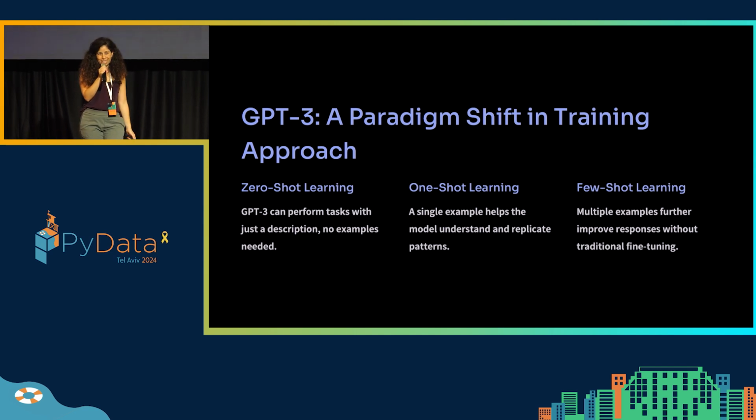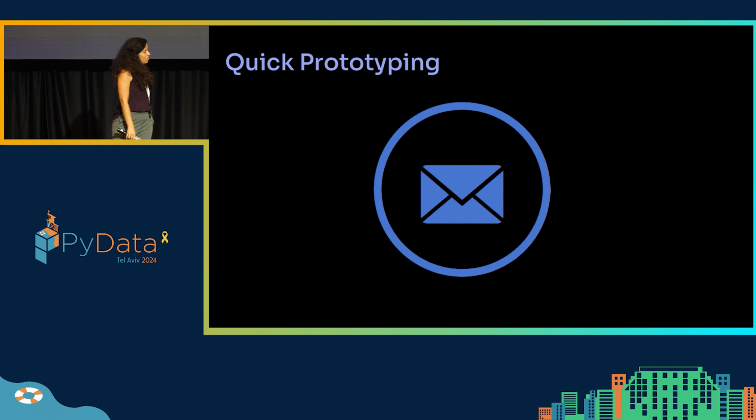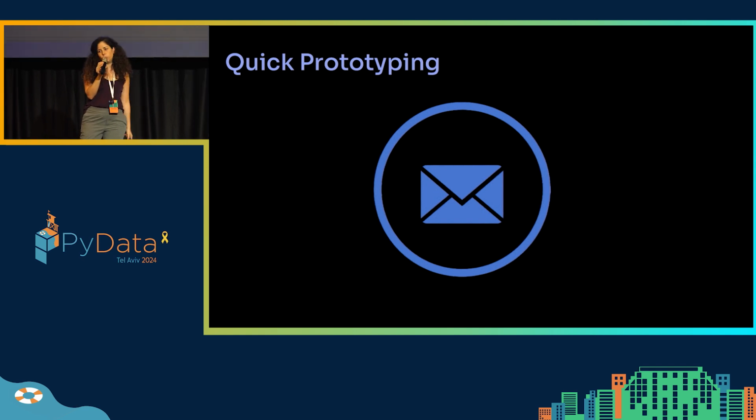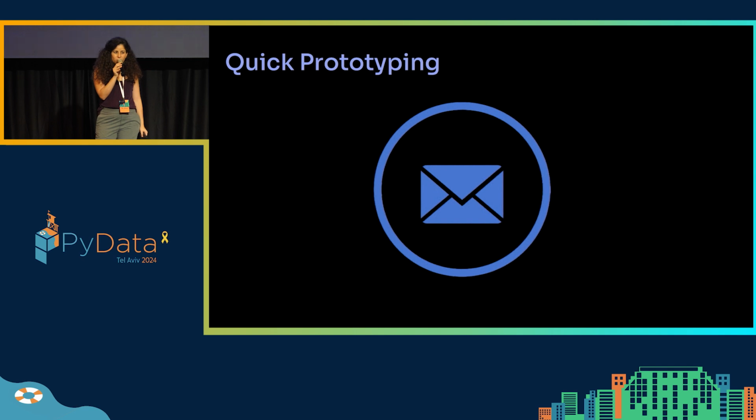Fast prototyping. I want to tell you a story. My first model as a data scientist was to create a model that determined if you need to reply to an email. I worked on it for 4 months. I created a data set of 1,000 examples and fine-tuned the model. It worked perfectly, but 4 months is a lot of time.